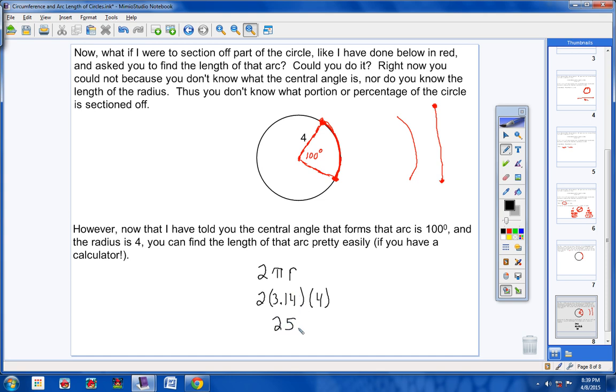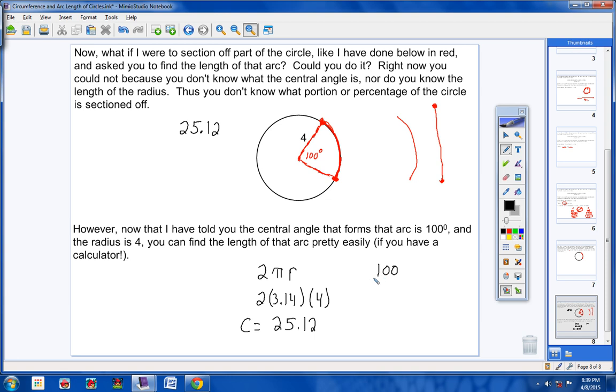So I know the total perimeter, or the total distance around this circle, is 25.12. Now, think about this, guys. How can I find what percentage of this circle is sectioned off? Well, I have 100 degrees, do I not? 100 degrees is what part of an entire circle? Well, an entire circle is 360 degrees. So what part is 100 degrees?